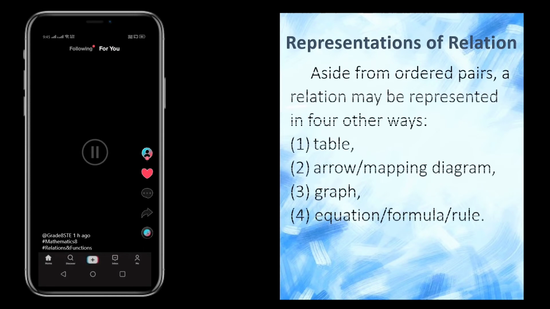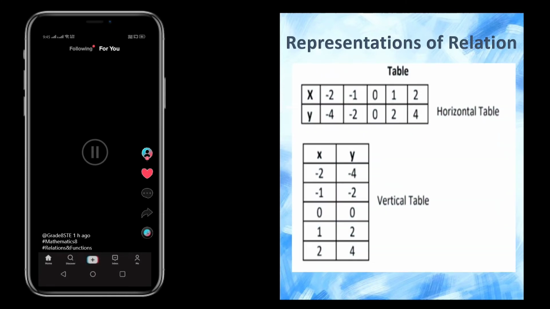Now, let's talk about representations of relations. Aside from ordered pairs, pwede pa nating i-represent ang isang relation sa pamamagitan ng mga sumusunod. Number 1, we have a table. Ganito ang itsura niya, and it can be horizontal or vertical. Makikita pa rin natin dyan yung mga nasa ordered pairs natin. Meron tayong x at y. Imbis na isulat kong (-2, -4), (-1, -2), (0, 0), (1, 2), (2, 4) na parang ordered pairs, pwede siyang isulat ng ganyan, in tables.